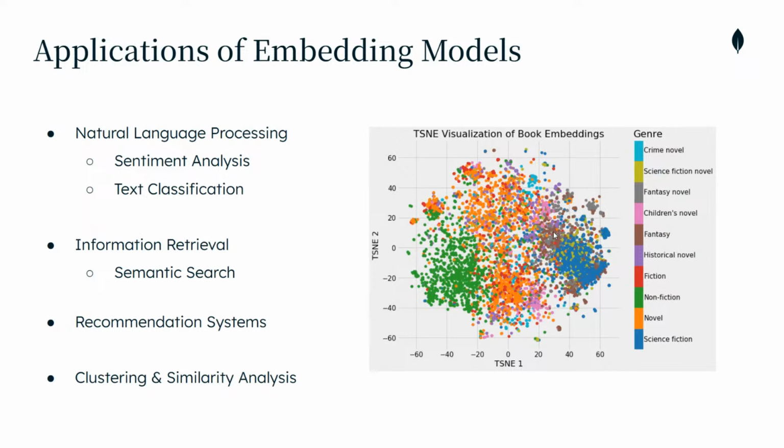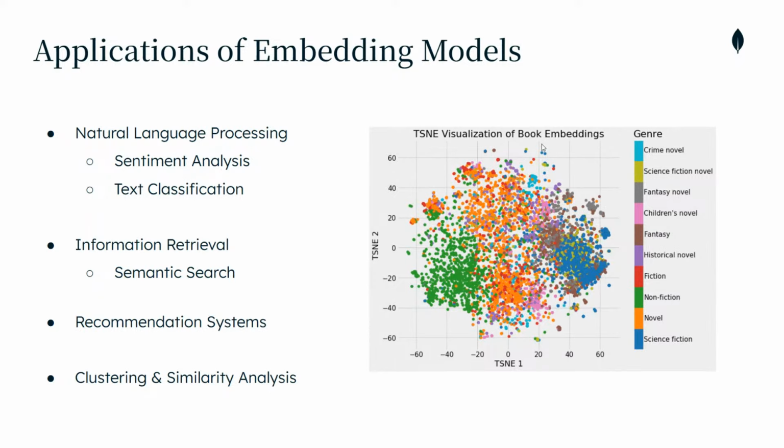Perfect. Yeah. So what are the applications of the embedding models? There are a lot of use cases. First is natural language processing, where we can have sentiment analysis, for example, on social media, where you would like to see about some comment, is it positive or negative? Then you have text classification.